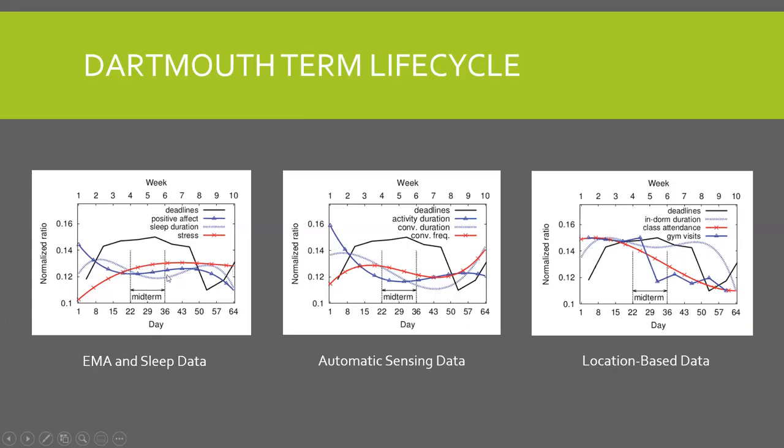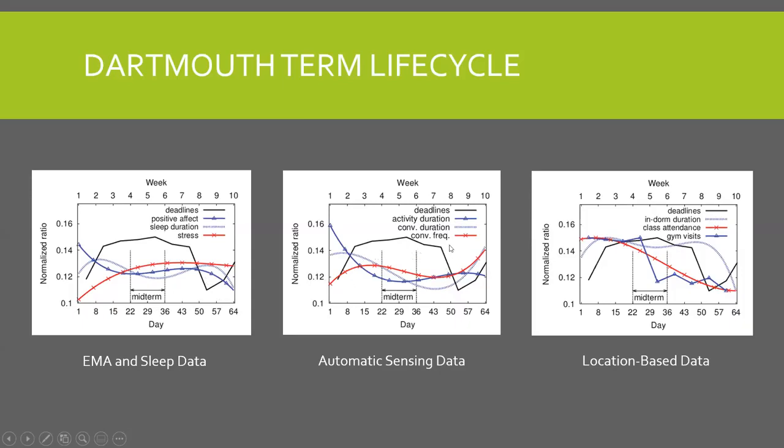And I think we've all kind of experienced this ourselves. You'll notice positive affect. People are getting less and less positive over the semester. Sleep duration. Sleep is kind of all over the place. So you notice that sharp little spike down there at the end of the semester. Hashtag finals week.